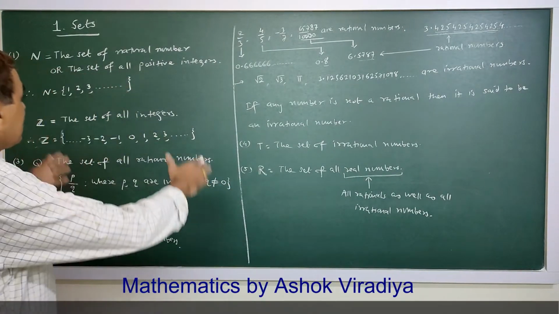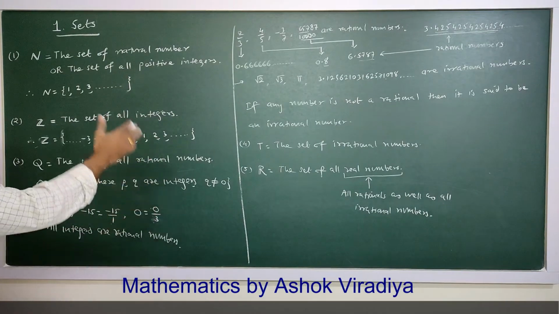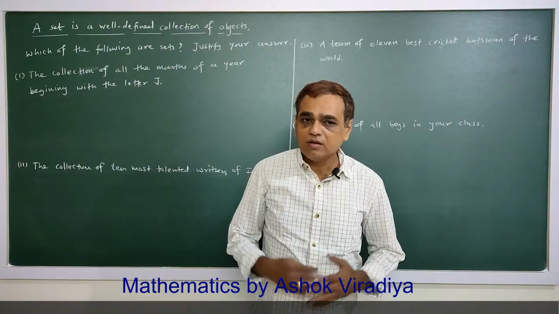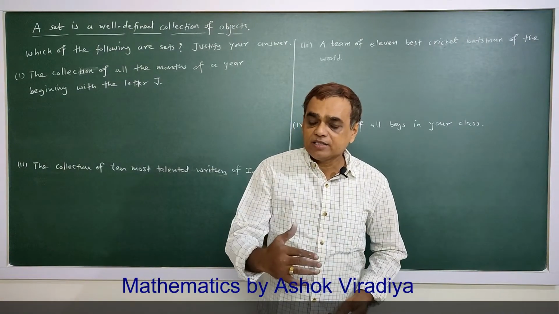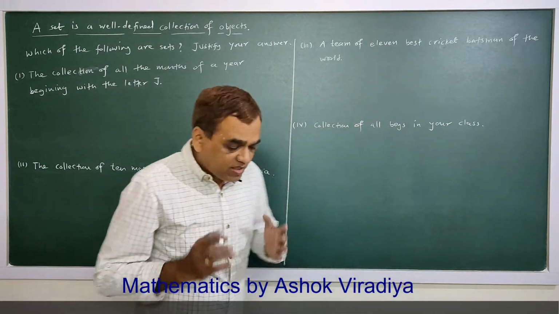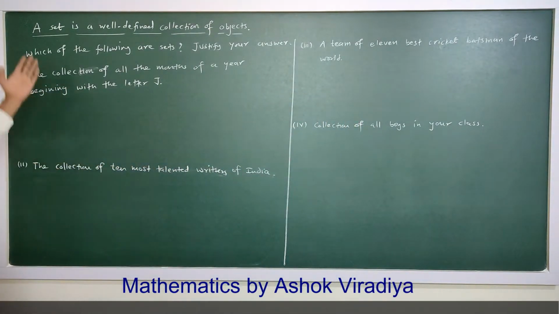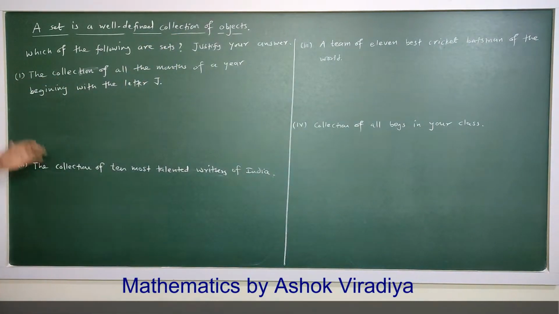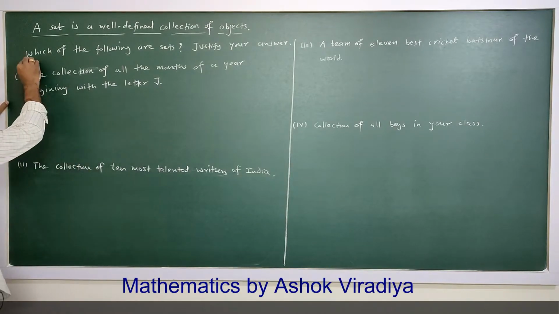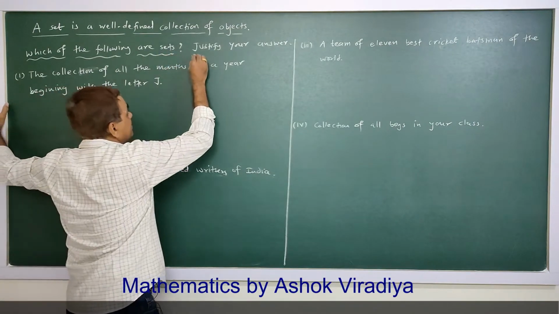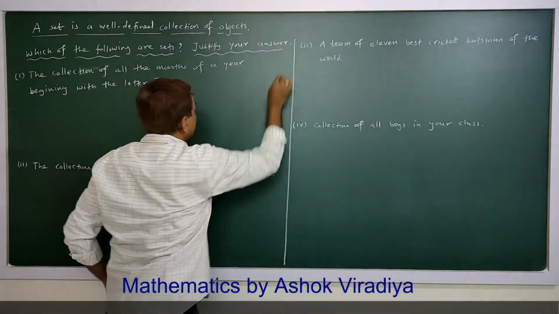So this was about the sets of numbers which we are using in mathematics. Now, a set is a well-defined collection of objects. To understand this definition, let us discuss these examples. The question is, which of the following are sets? Justify your answer.